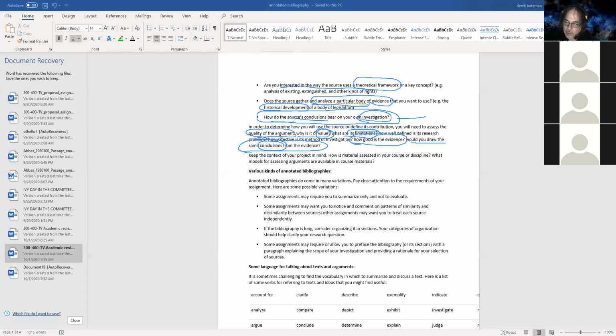If it's not a similar conclusion that you would draw, you need to be sure that the material you're going to use from that source is still relevant and helpful, valuable for your final project. Always keep the context of your project in mind. Everything now is all about your final project.